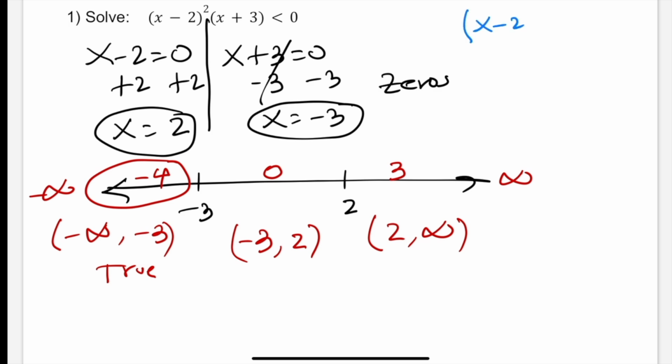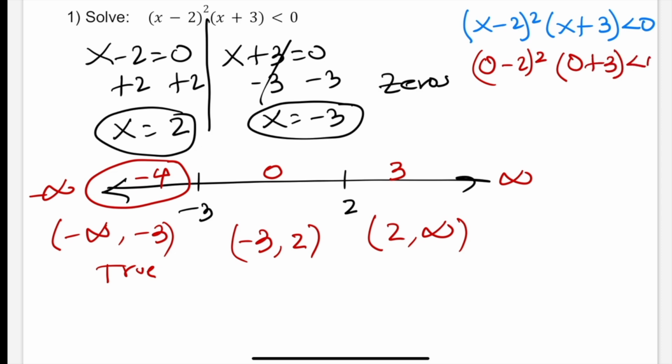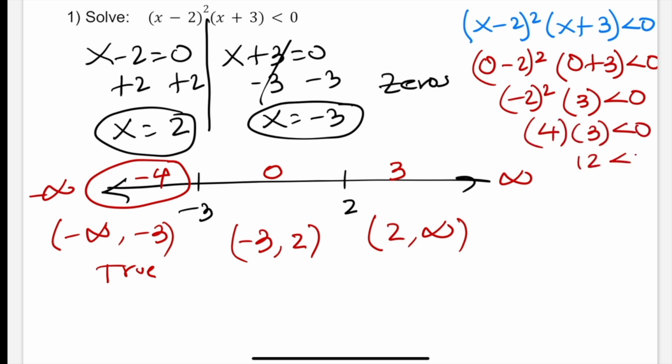All right, let's check the same thing with the 0. I'll write my inequality, and I'm going to check the 0. 0 minus 2 squared, 0 plus 3, less than 0. 0 minus 2 is negative 2 squared, 0 plus 3 is 3. Negative 2 squared is 4, times 3 is 12. Is 12 less than 0? So this is false. So this doesn't satisfy my inequality.